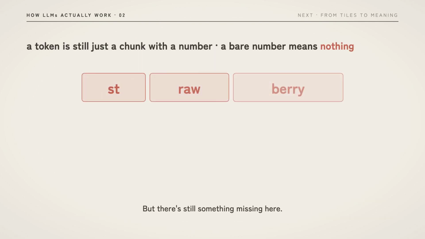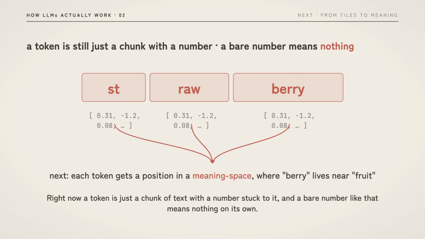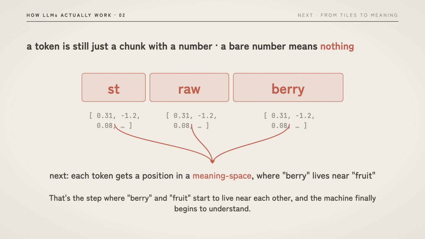But there is still something missing here. Right now, a token is just a chunk of text with a number stuck to it, and a bare number like that means nothing on its own. So next time we take these tokens and turn them into something the model can actually reason with by giving each one a position in a kind of meaning space. That's the step where berry and fruit start to live near each other, and the machine finally begins to understand.